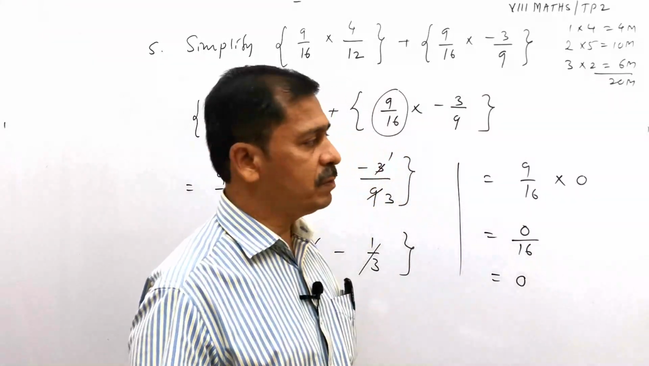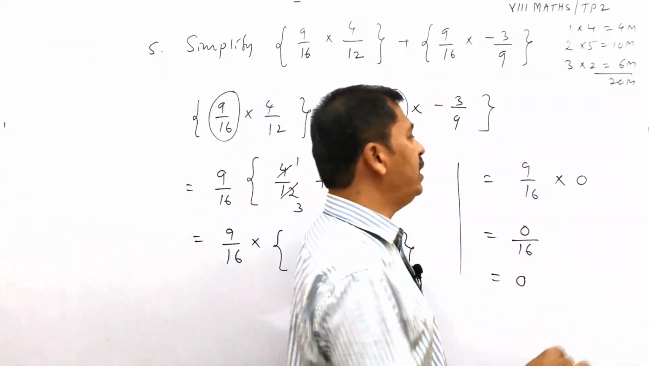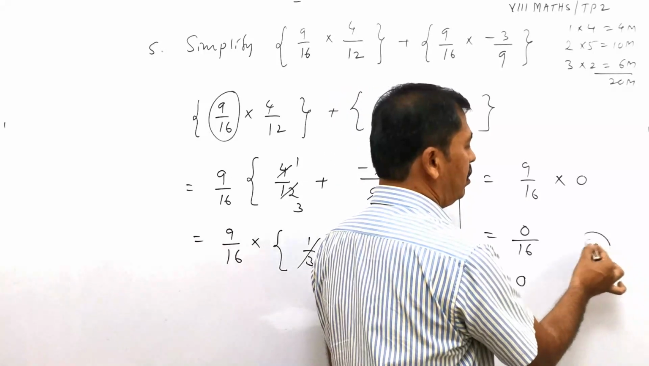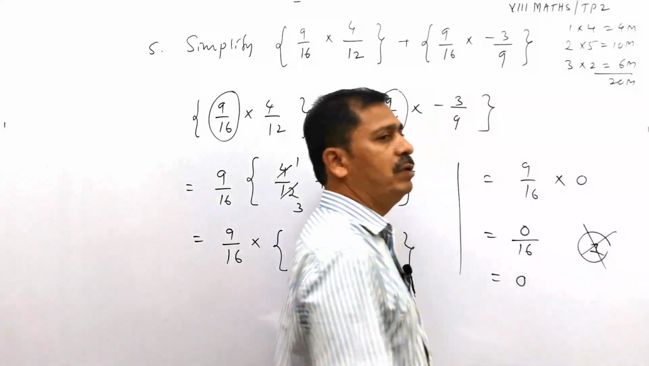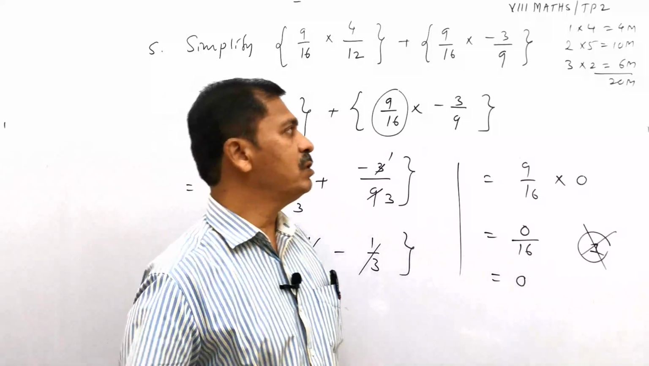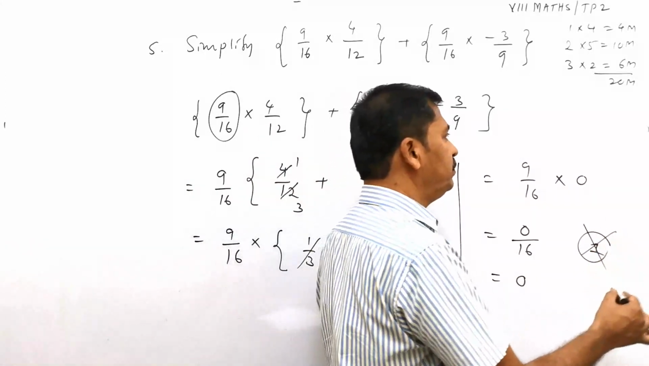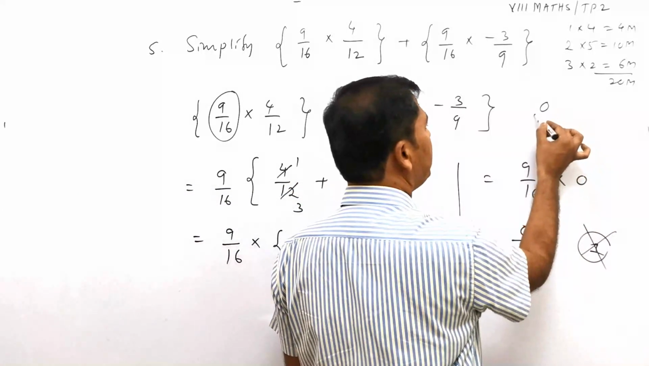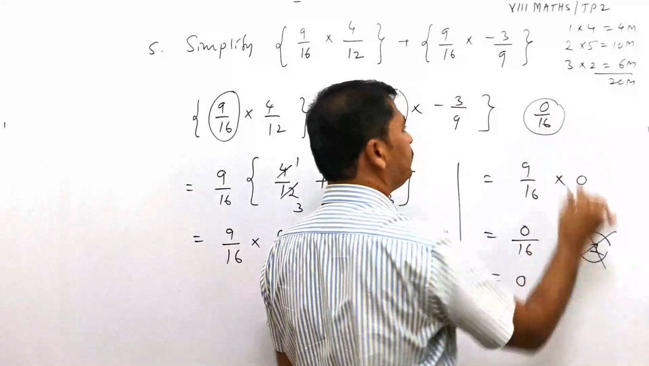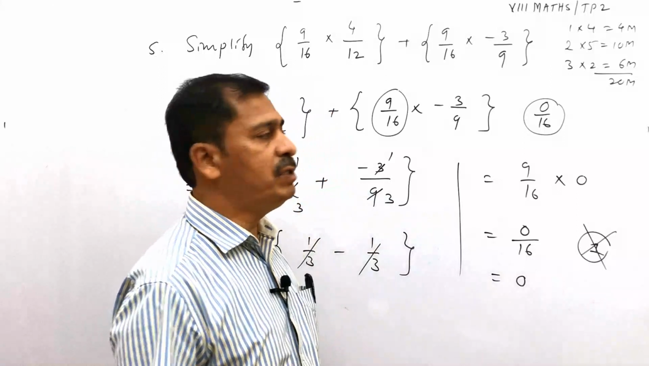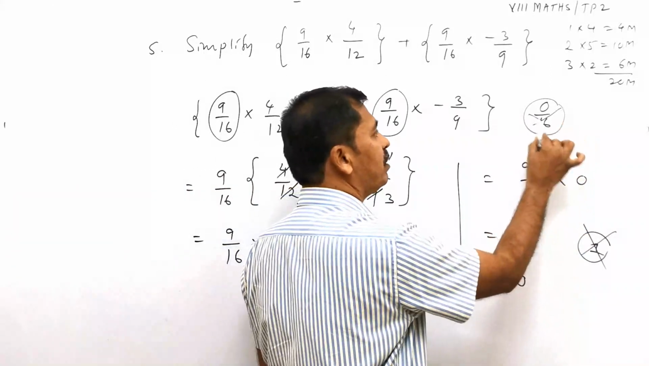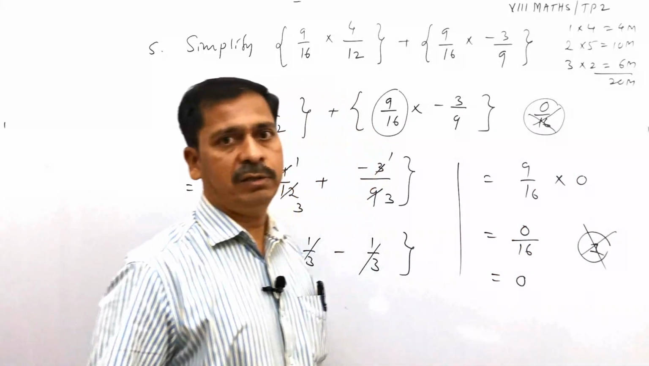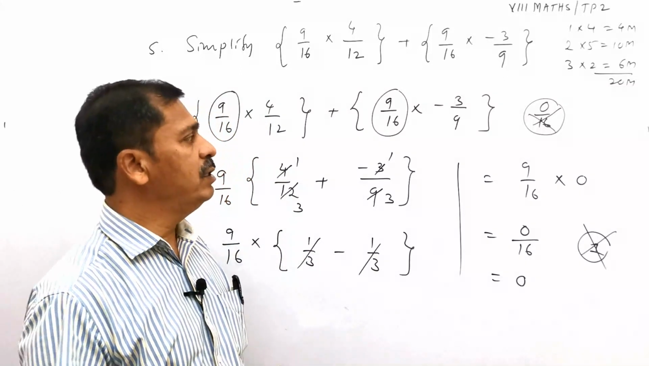Most of you get confused. Sometimes you will write the answer 1. This is not possible. Some of the students I have observed from my experience sometimes keep it like this, simply 0 upon 16. It is divisible here, 0 is divisible by 16. That you have to work out here, and then the answer is 0.